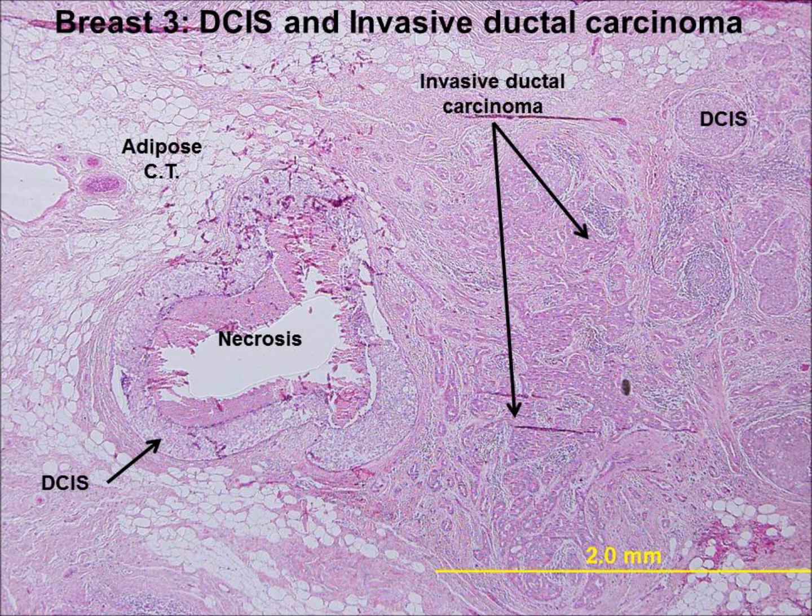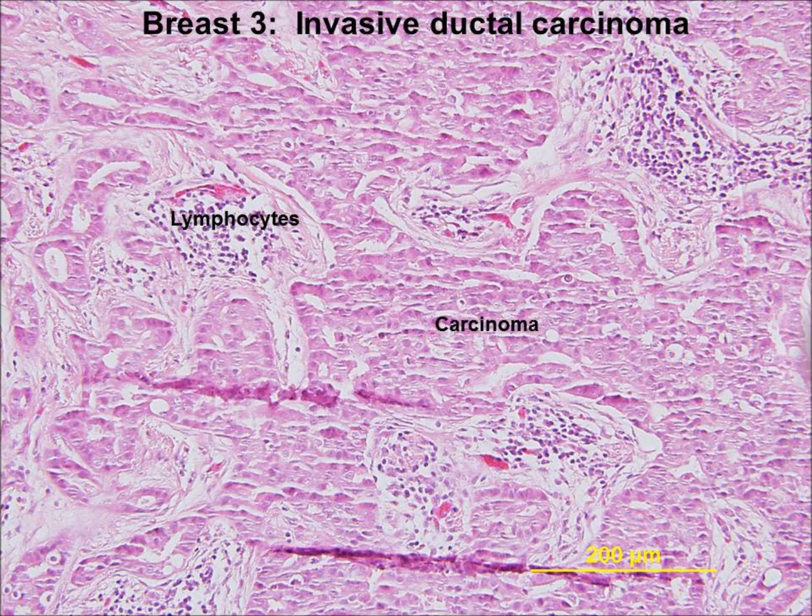Switch back to the 4X objective lens and locate the region of invasive ductal carcinoma. This consists of irregularly shaped tubules that merge into one another. This is a higher power view of the invasive ductal carcinoma. This would be classified as well differentiated based on the modified Bloom and Richardson grading system. Also note the presence of clusters of lymphocytes present around the tumor cells, indicating that the body is mounting an immune response to the tumor.